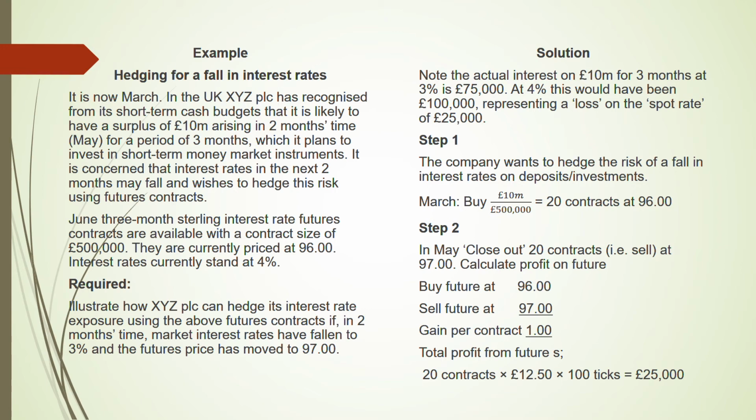Now, did you see the loss? Just go up and see in the solution. What was the loss in the spot rate? 25,000. And what was the profit in the future? 25,000. It will be exactly the same in this case. Not in most of the cases. Why? Because you have used the exact number of contracts, 20 contracts. There was no error due to rounding up or down. Exactly 20 contracts. So in this situation, your profit and loss will be same.